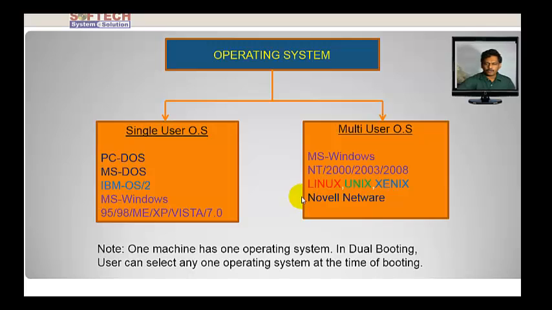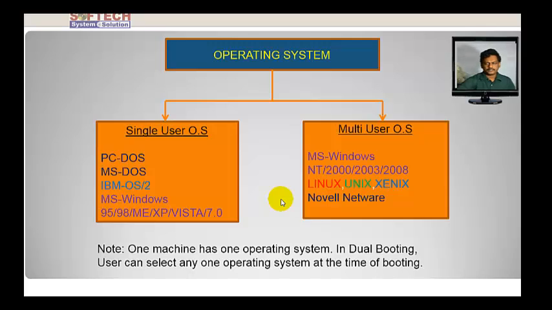But one machine has one operating system. But we are also using dual booting. Through dual booting, we can select any one operating system. In dual booting, we install Linux and Windows. At the time of booting, it gives a list, that is 1 for Unix, 2 for Windows. If we select 1, it boots from Linux. If we select 2, it boots from Windows.